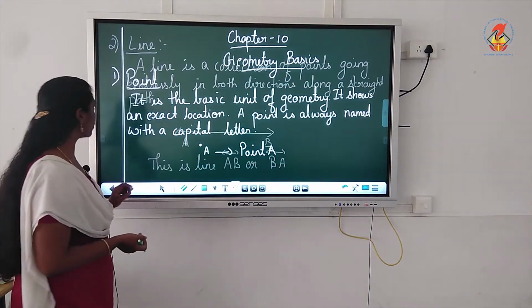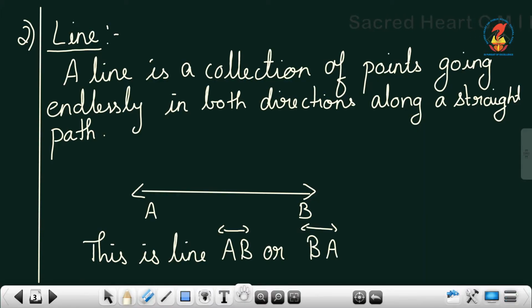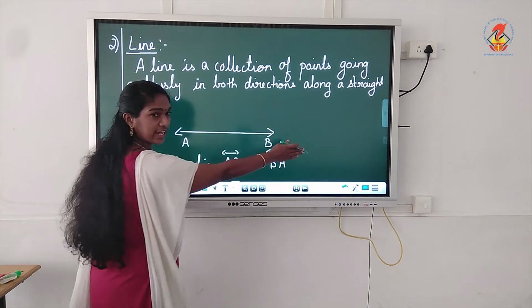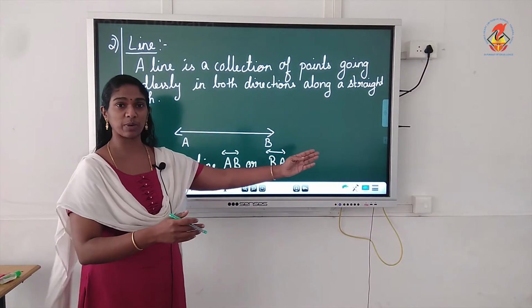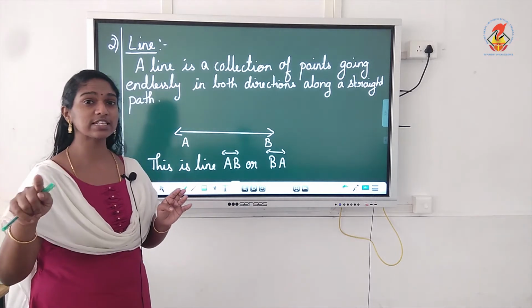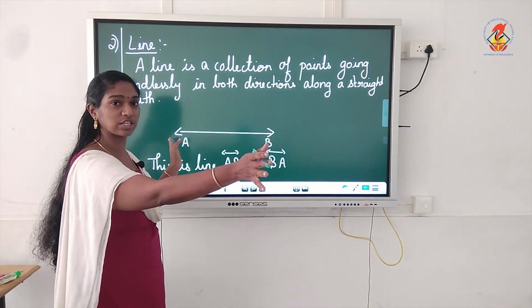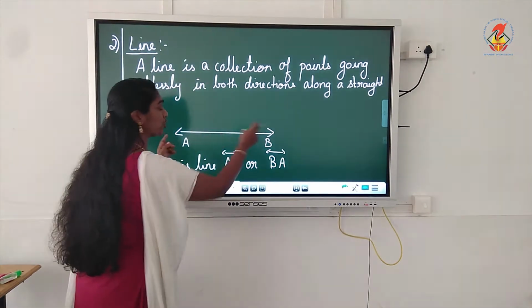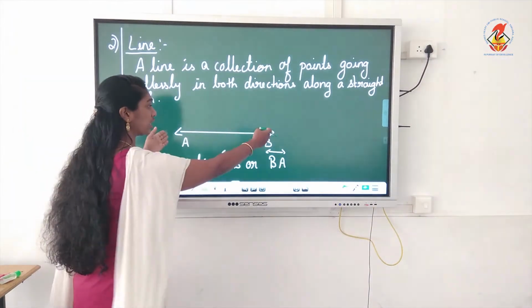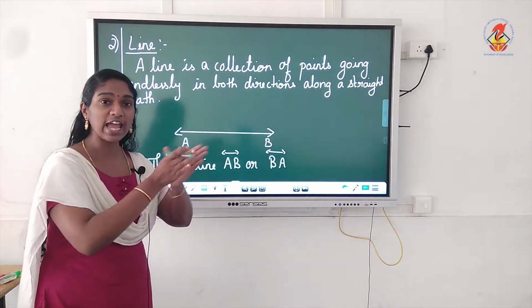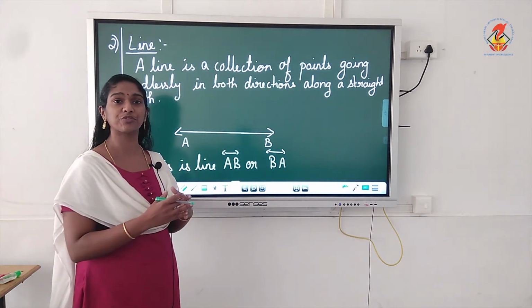Now coming to the next one, it is a line. You have heard of a line, isn't it? What is a line? A line is a collection of points. Different points you join, it becomes a line, going endlessly in both the directions along a straight path. You can extend the line. That is why we have put the arrow sign over there. If the two ends have the arrow sign, it means we can extend the line. So, we don't have a definite length for a line.